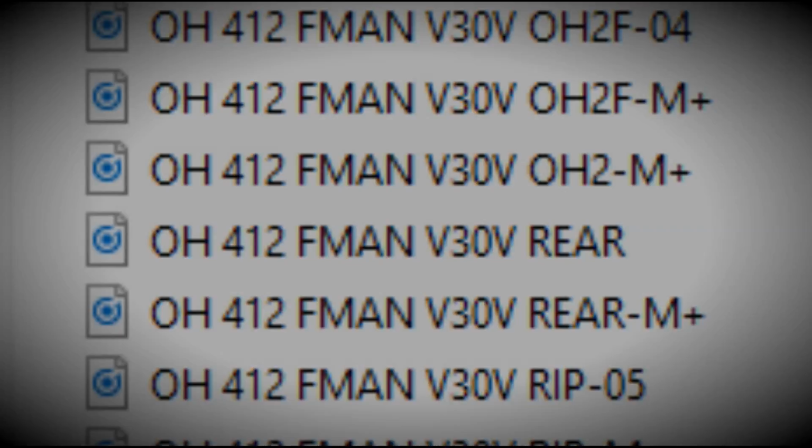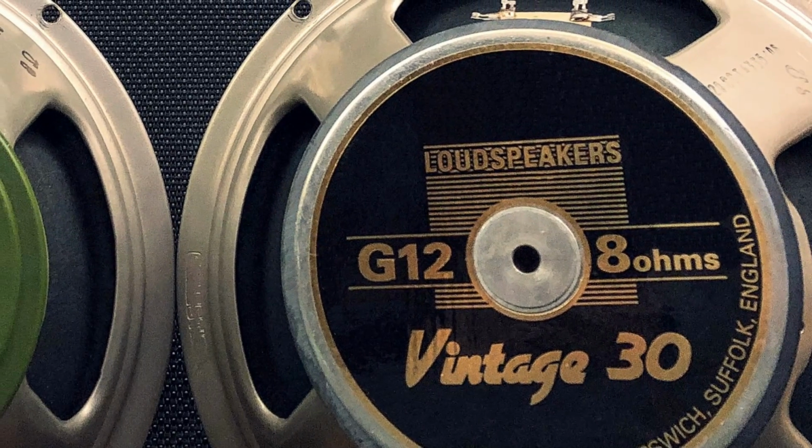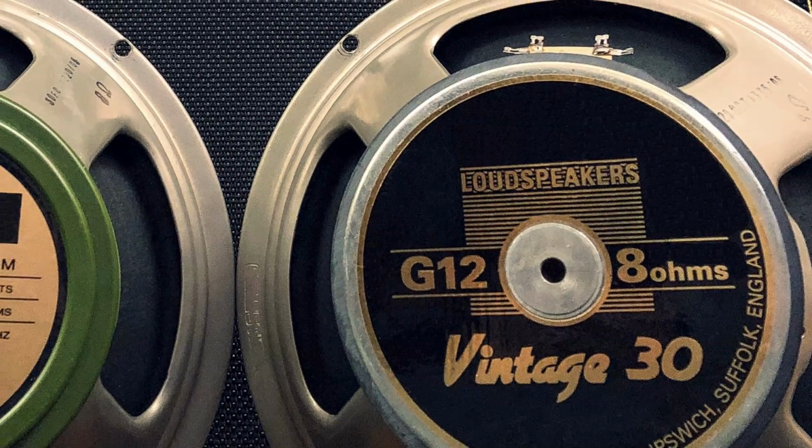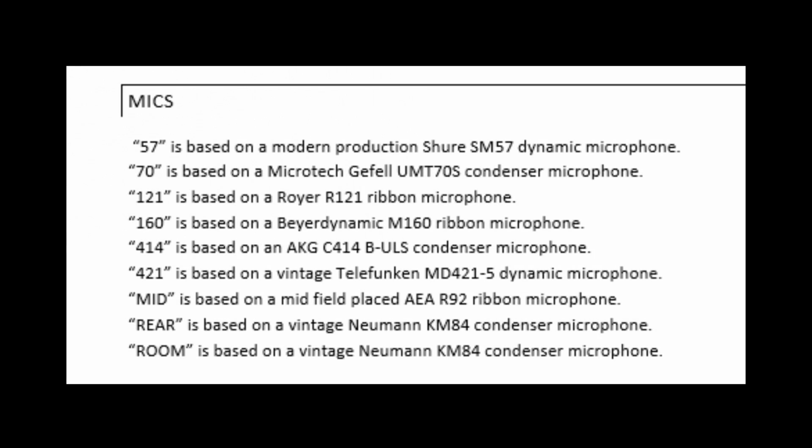Let's take a look at the files in the Quick-Start folder of the V30V speaker option from the 412 FMAN 6-pack. Inside the folder, you'll find single mic files labeled with simple numbers such as 57, 421, and 121. Use those files if you prefer the sound of a single mic or if you want to create your own mixes using multiple single mic files at once.